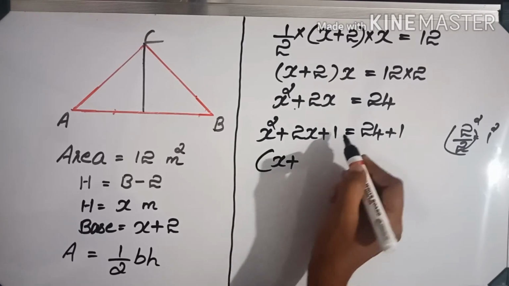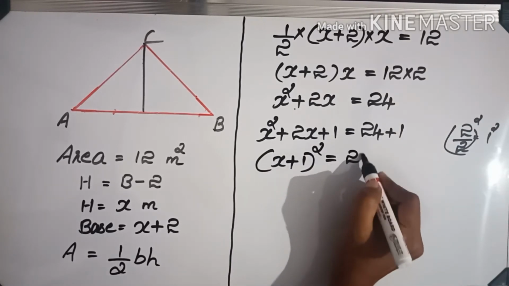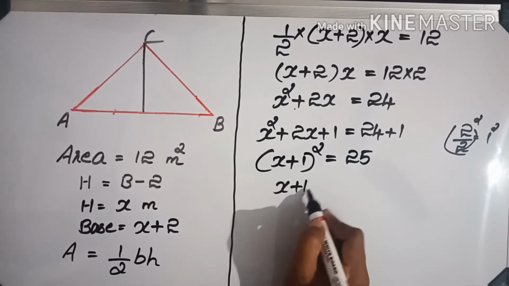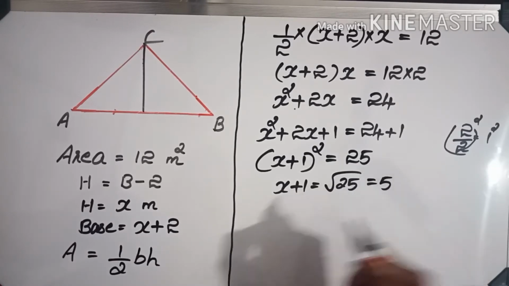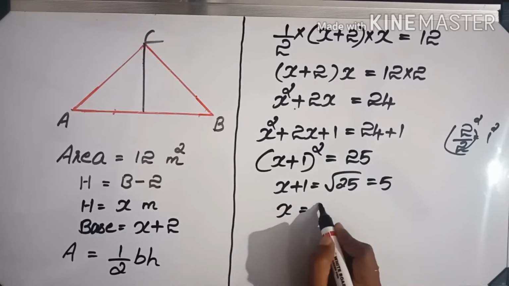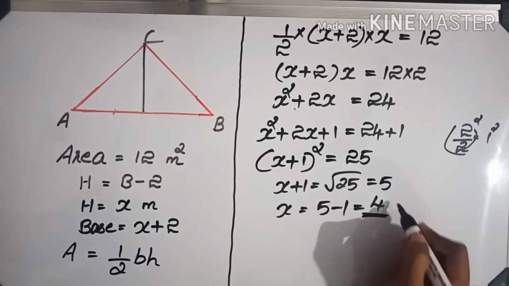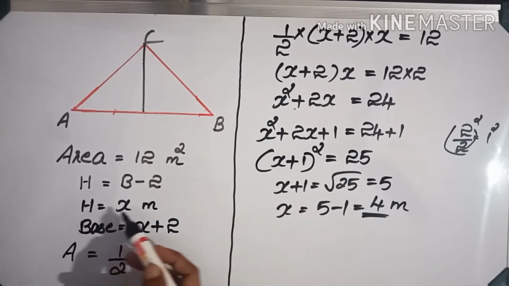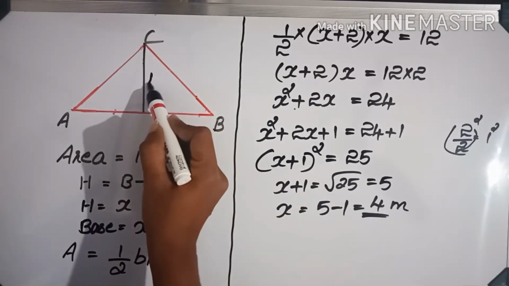(x + 1)² equals 25. Now we can find easily that x + 1 equals root 25, that is equal to 5. So x is equal to 5 minus 1, that is equal to 4 meter. So x equal to 4 meter means we consider height as x. So height is 4 meter. So height we got 4.